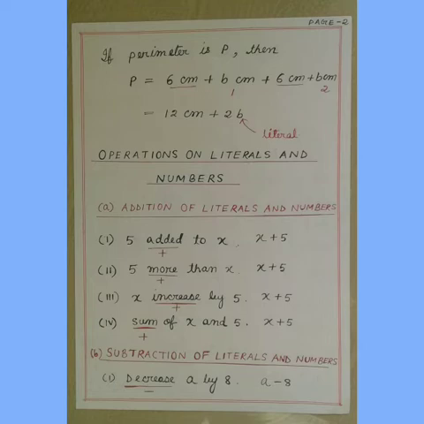Number 3, x increased by 5. x is increased by 5. It will be represented as x plus 5. Increase means addition or sum. Number 4, sum of x and 5. The word sum also represents plus or addition between literals and numbers. So it will be x plus 5.